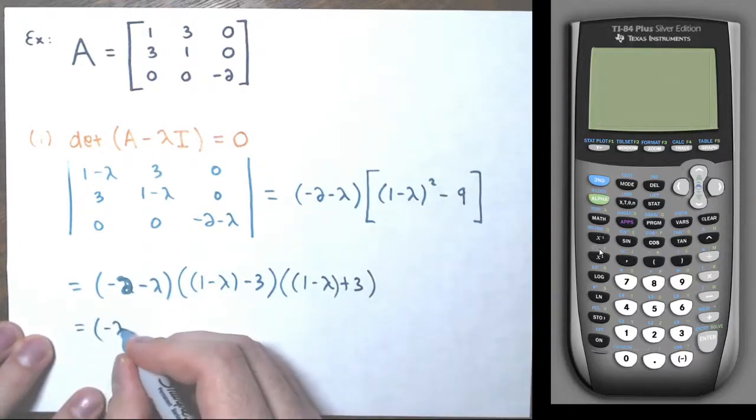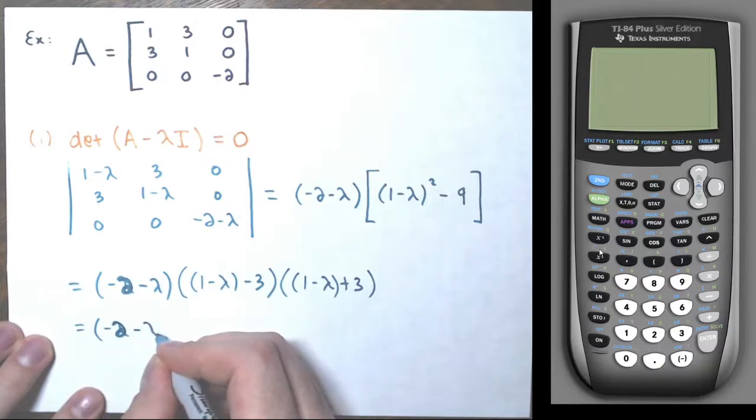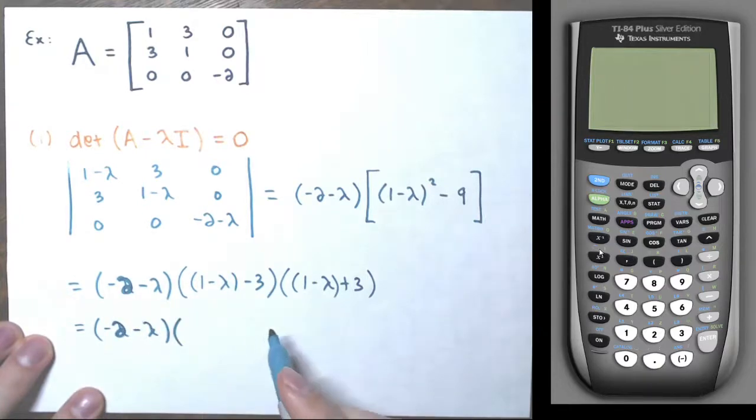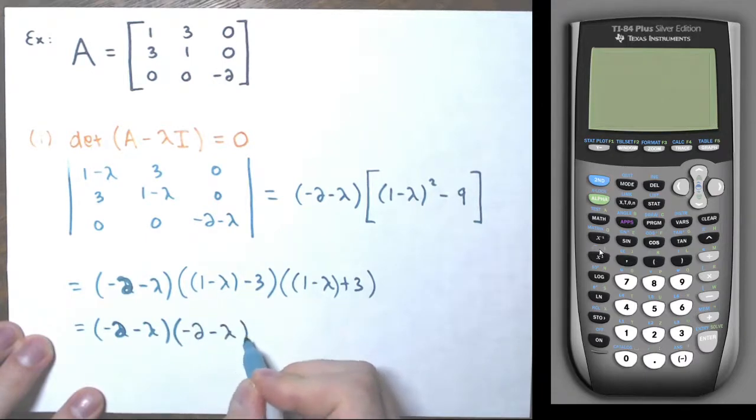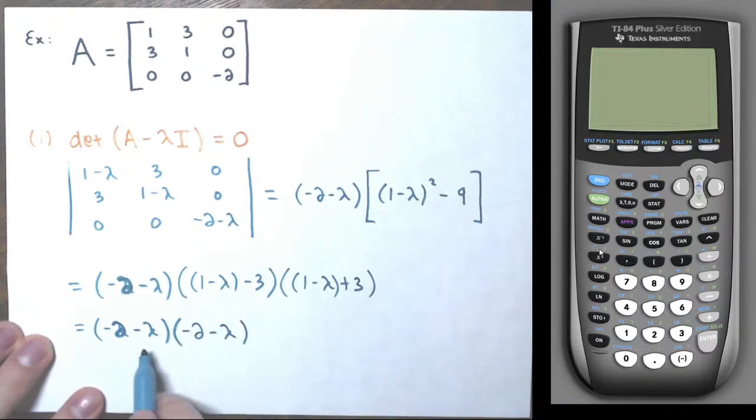So I've got -2 minus lambda times, and then here, 1 minus lambda minus 3, that's -2 minus lambda again. Whoa. So you see I'm going to have a solution that's repeating. I'm going to have an eigenvalue with an algebraic multiplicity of 2.